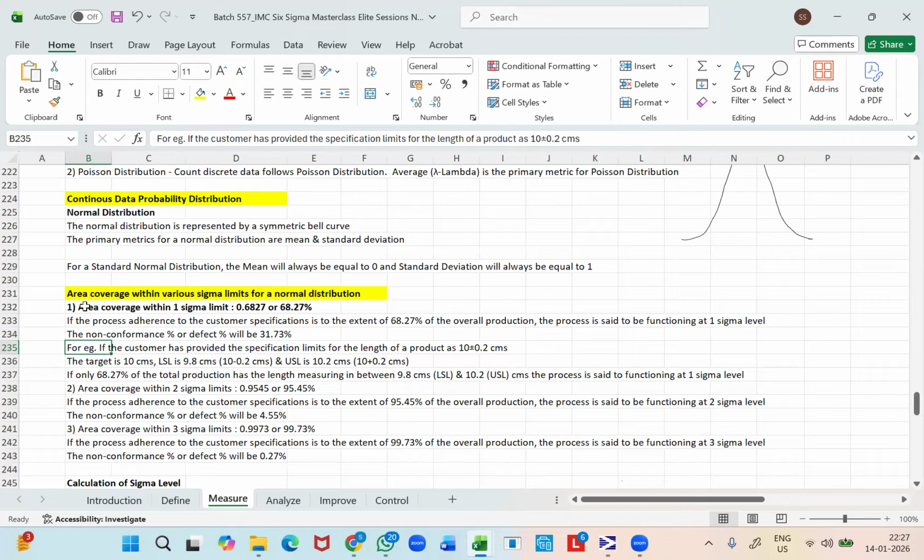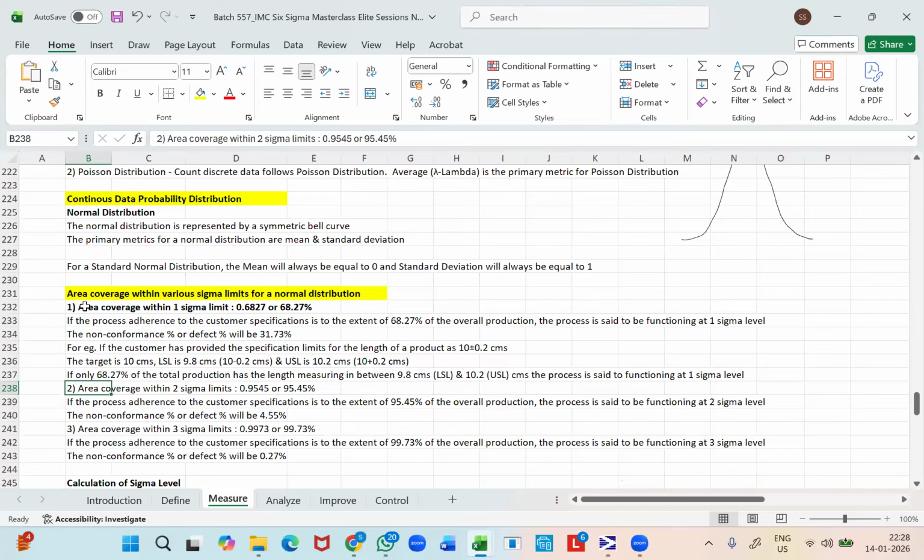For example, let us assume that the customer has provided the specification limits for the length of a product as 10 plus or minus 0.2 centimeters. What does this indicate? The target measure is 10 centimeters. The lower specification limit is 9.8 centimeters, which is 10 minus 0.2 centimeters. And the upper specification limit is 10.2 centimeters, which is 10 plus 0.2 centimeters. So if only 68.27% of the total production has the length measuring between 9.8 and 10.2 centimeters, then the process is said to be functioning at just 1 sigma level.